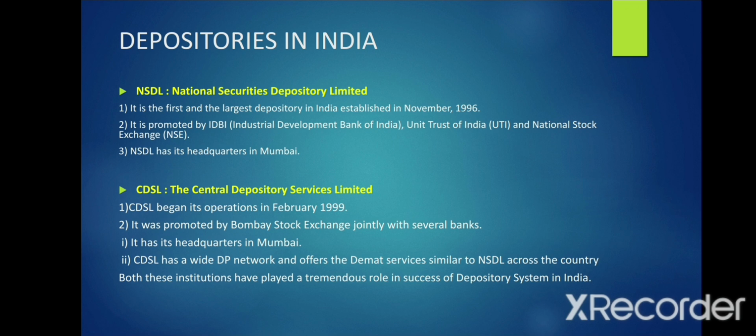IDBI Bank, the long form is Industrial Development Bank of India. UTI, the long form is Unit Trust of India. NSE, the long form is National Stock Exchange. Where is the headquarters of NSDL located? Mumbai. Now let's learn about CDSL.